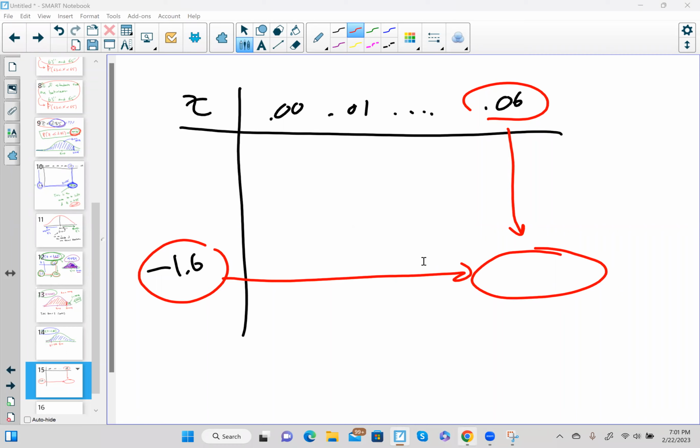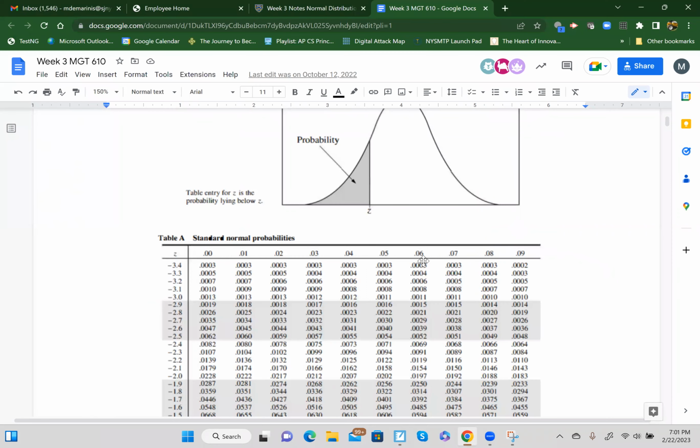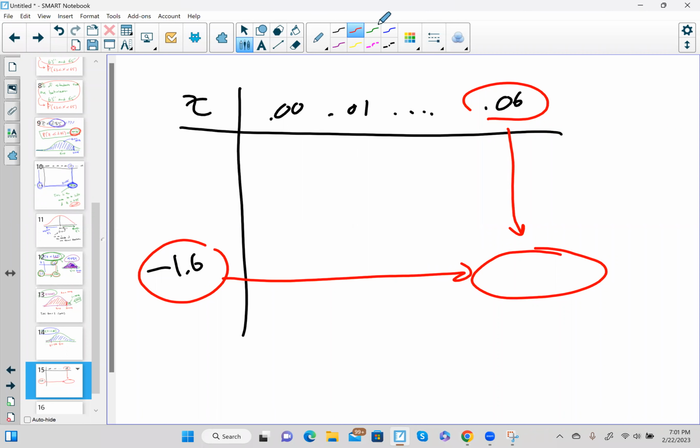So let me go see if I can find that and see if you guys agree with me. I think it's 0.0485. I think that's the number in the chart. I'd like to know if anyone disagrees with me or has a question about that. Okay, so let's go put that in our graph.